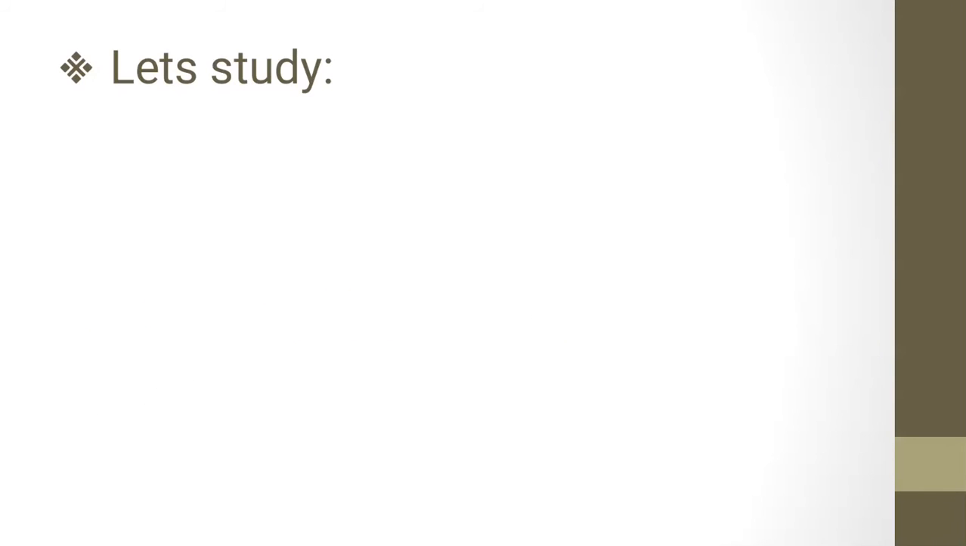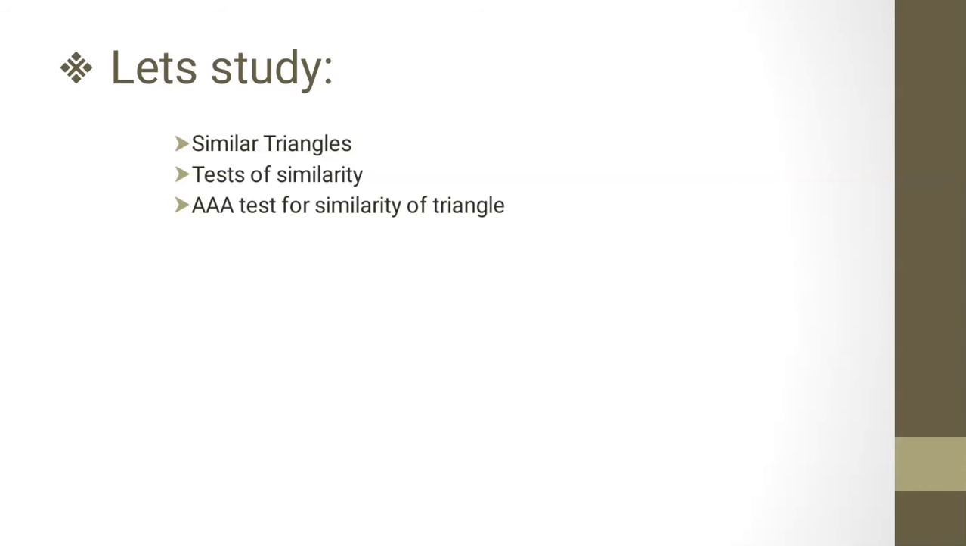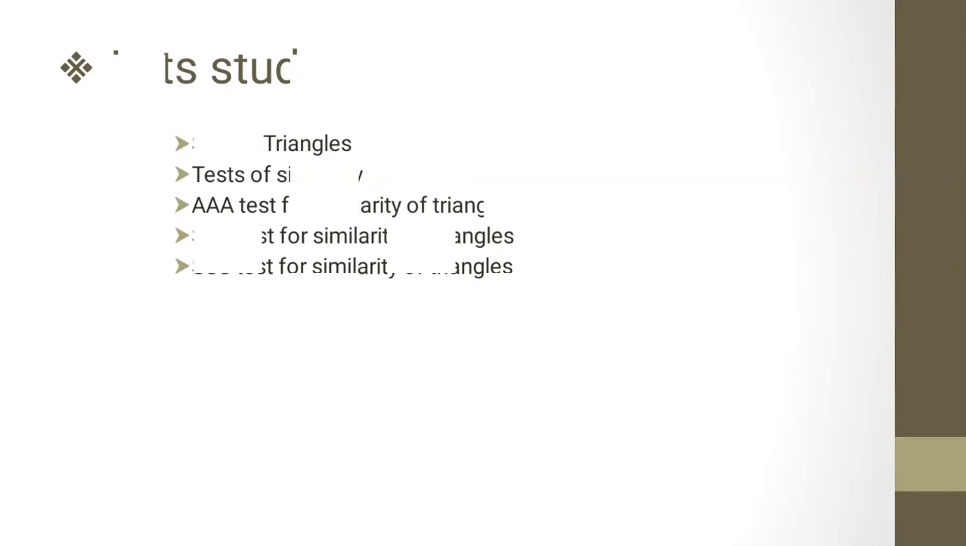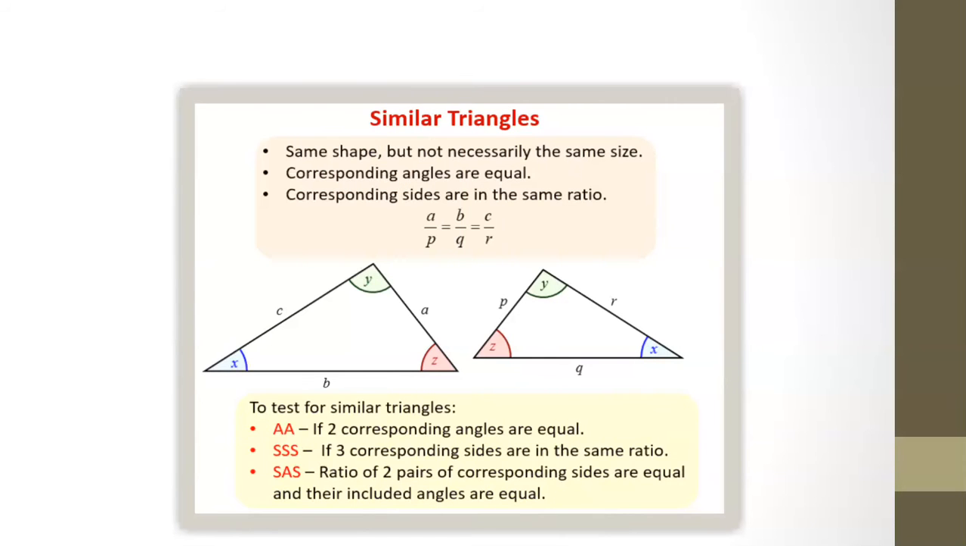Children, let's study about similar triangles, test of similarity, AAA test of similarity, SAS test of similarity, and SSS test of similarity. Let us understand this with the help of a figure. Okay. Now, what are similar triangles?